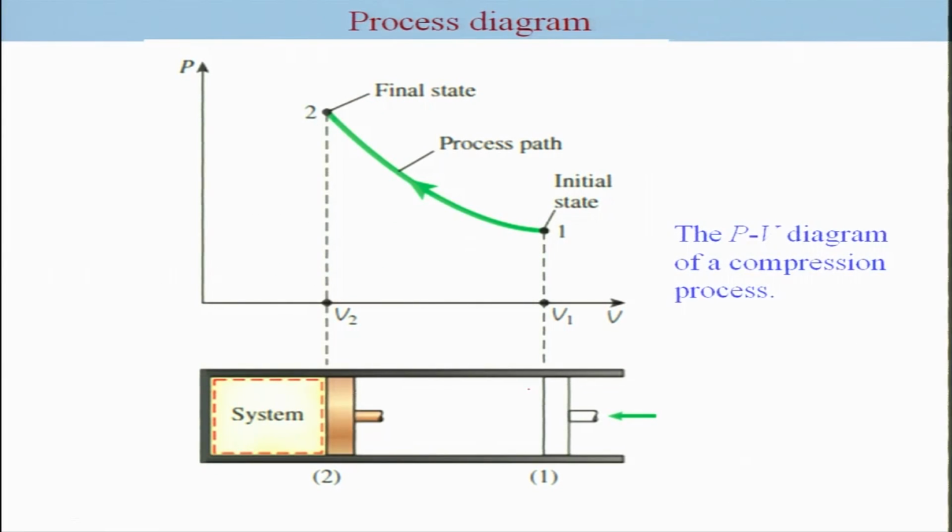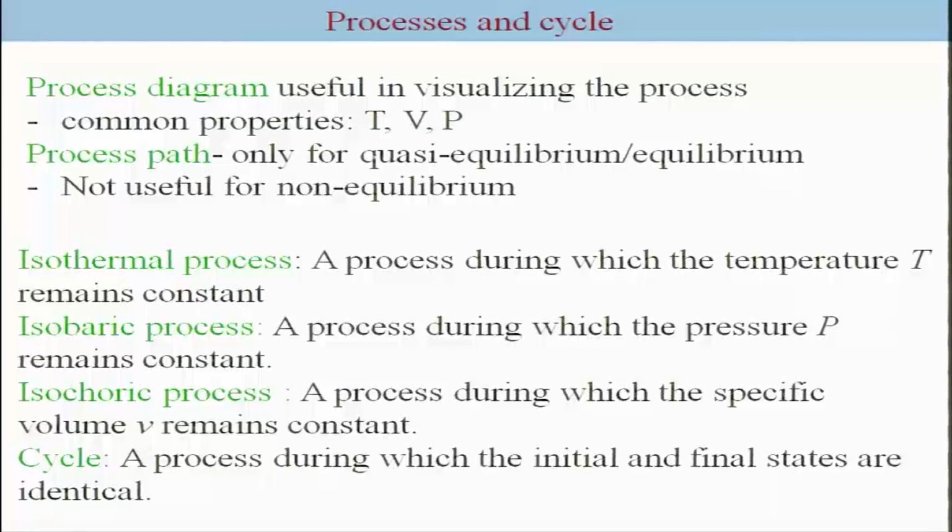So, as I said, this is a process diagram. An example is a PV diagram. Property A and property B are P and V, and if the compression is slow, we can draw it in this form. Now, in addition to process diagram and process path, there are various different processes that depend on the conditions we impose. Isothermal process is the one where the temperature is fixed. Isobaric is where the pressure is fixed, isochoric where the volume, particularly specific volume, is fixed. And a cycle is a process during which the initial and final states are identical.